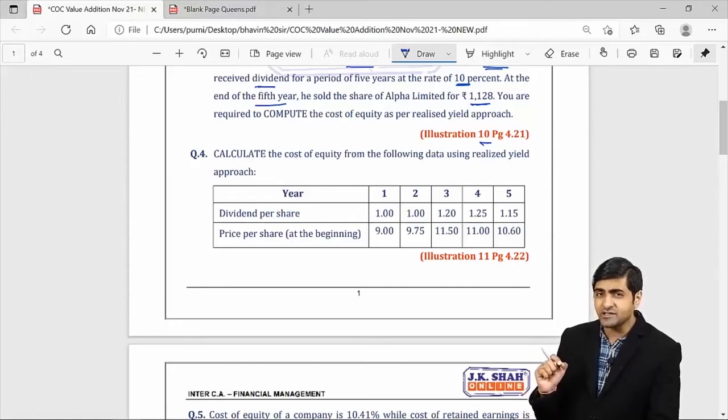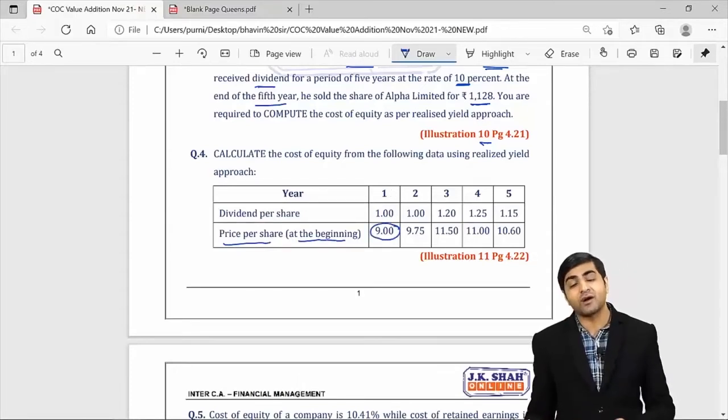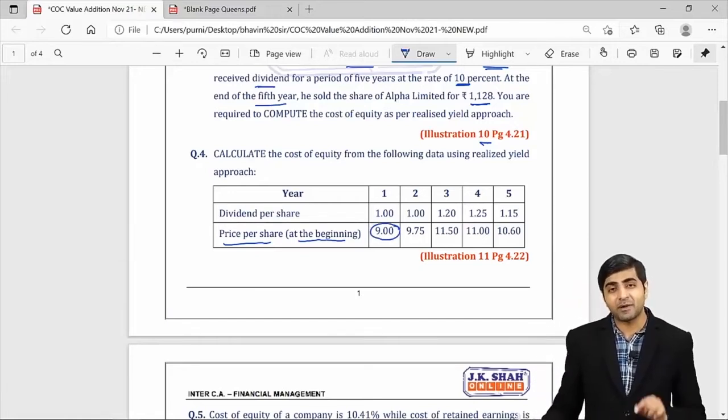Now in this particular question, first of all, they have not told you the price at which an investor is going to invest. But don't you think, applying common sense, an investment will always be done at your year 0. So your present value of cash outflow will be nothing but the price at year 0. So guys, you can just check, they have told you price per share at the beginning. So at the beginning it means what? At the beginning of year 1. Guys, at the beginning of year 1 means, can I say this is nothing but the price of an equity share at year 0?